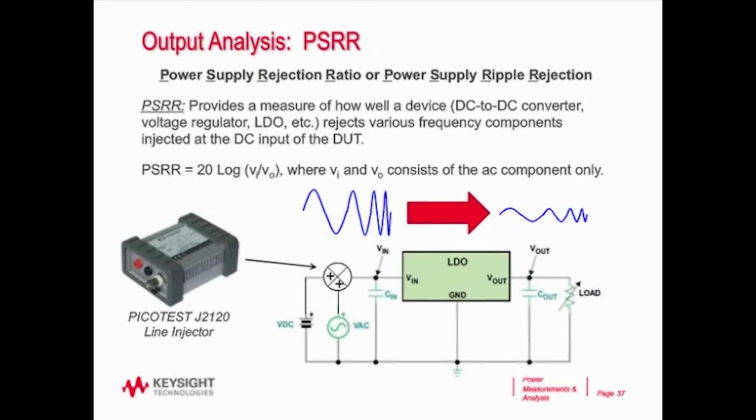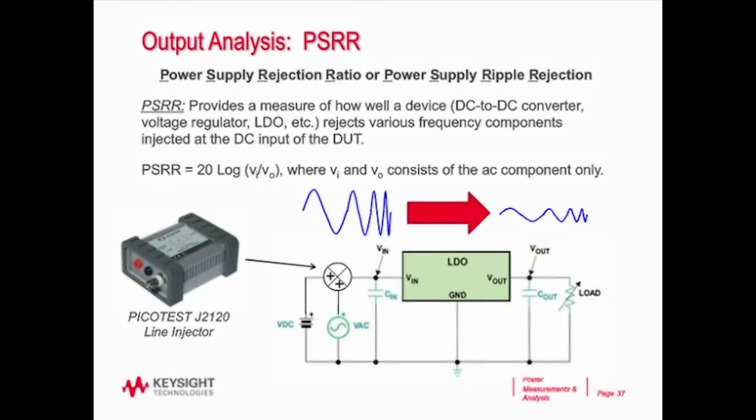So power supply rejection ratio, some people call it power supply ripple rejection. It provides a measure of how well a device, such as a DC to DC converter, a linear voltage regulator, or LDO, rejects various frequency components at the DC input. Input noise is broadband, and some of that is going to sneak from the input to the output. This allows you to inject a known frequency and measure what is getting from the input to the output.